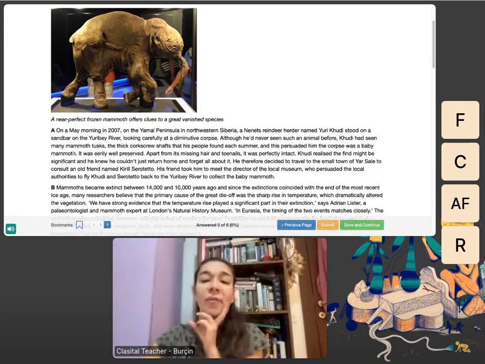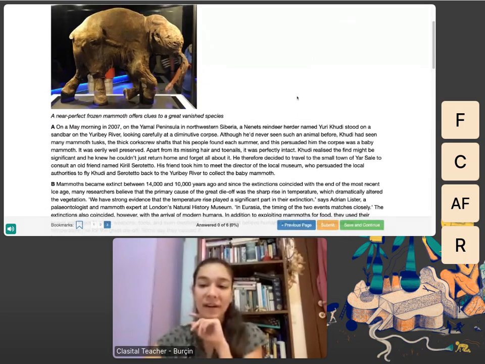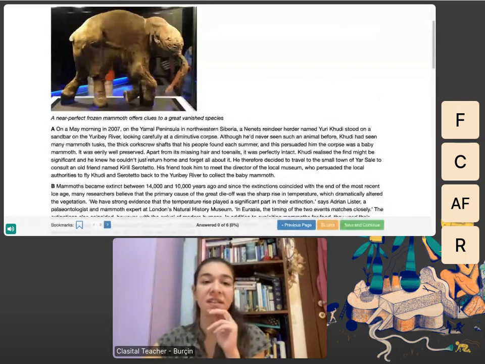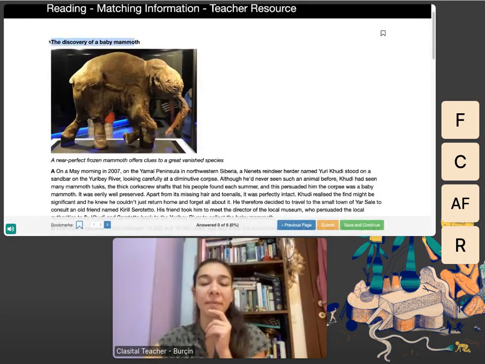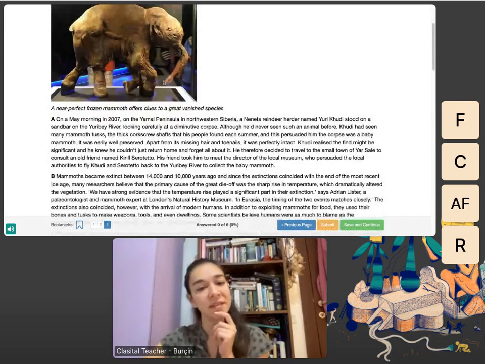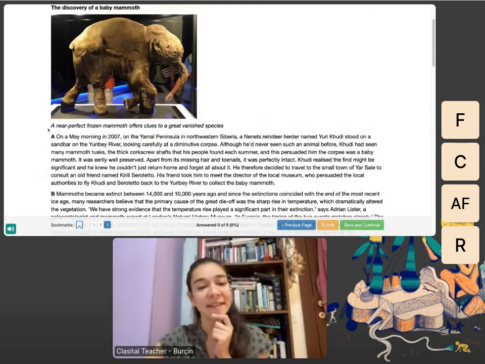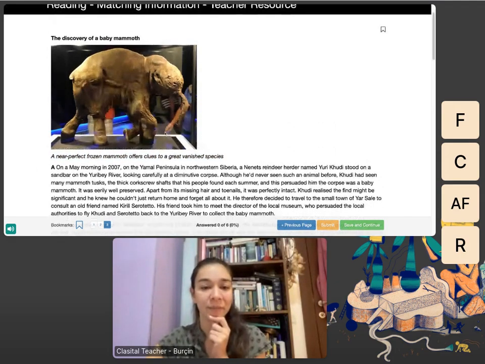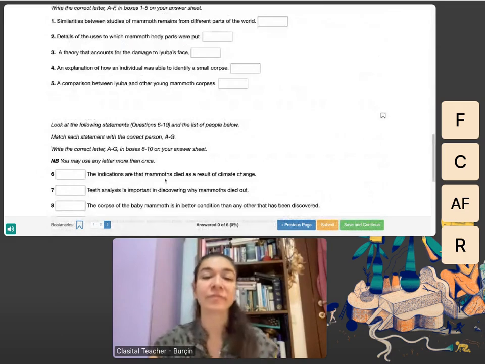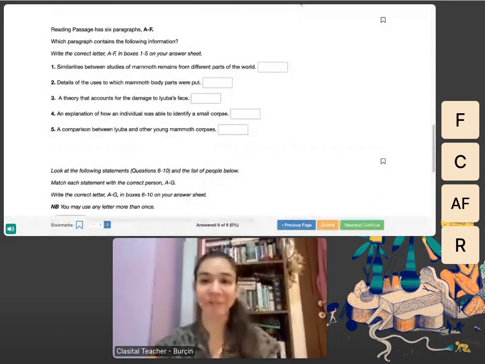Okay, this is from a section 1 paragraph. Yes, we have a picture. It is the discovery of a baby mammoth. And this is our mammoth. It says, a near-perfect frozen mammoth offers clues to a great vanished species. Let's read our question.